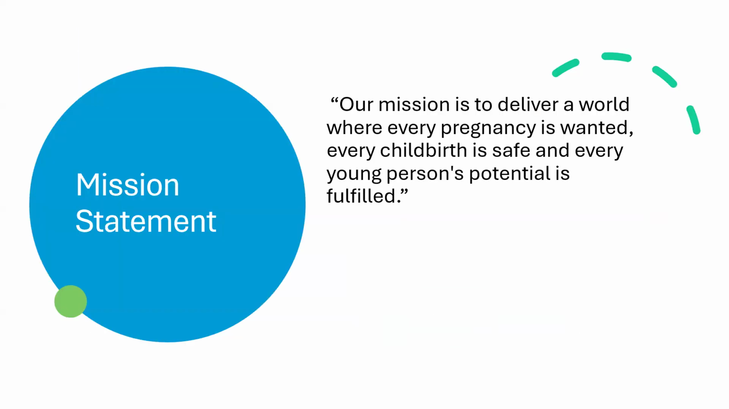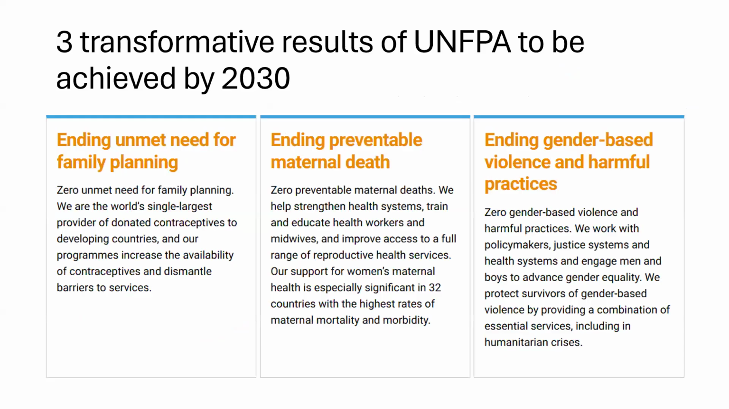So the mission statement of UNFPA states, our mission is to deliver a world where every pregnancy is wanted, every childbirth is safe, and every young person's potential is fulfilled. These are three transformative results, which are known as goals of UNFPA, to be achieved by 2030 in alignment with SDGs. Number 1, ending unmet need for family planning. Number 2, ending preventable maternal deaths. Number 3, ending gender-based violence and harmful practices.